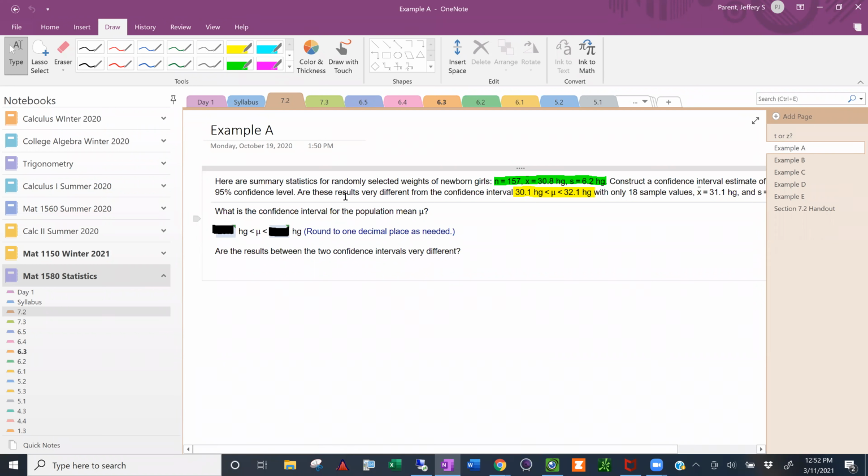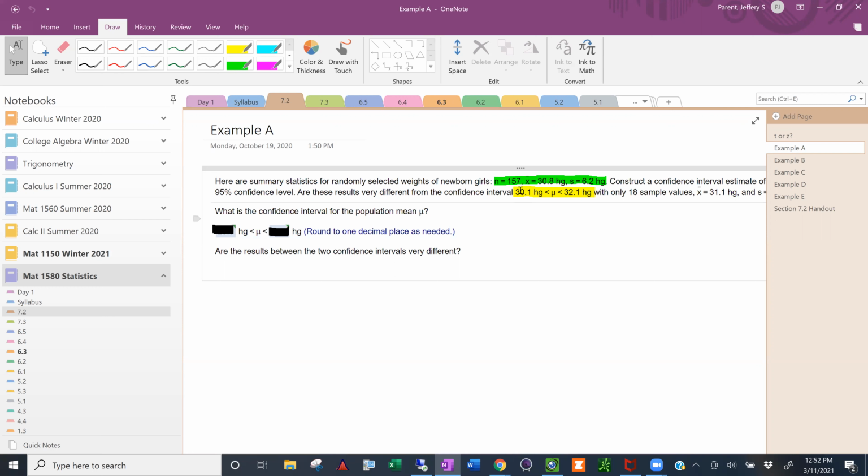So for this first one, we have summary statistics for randomly selected weights of newborn girls. We've got 157 in our sample, 30.8 hectograms is the sample mean, with a standard deviation of 6.2 hectograms. Kind of strange to see that unit of hectograms. I did check it out earlier. It does translate to about 6.6 pounds. That'd be 30.8 hectograms. It's still kind of weird. I don't know.